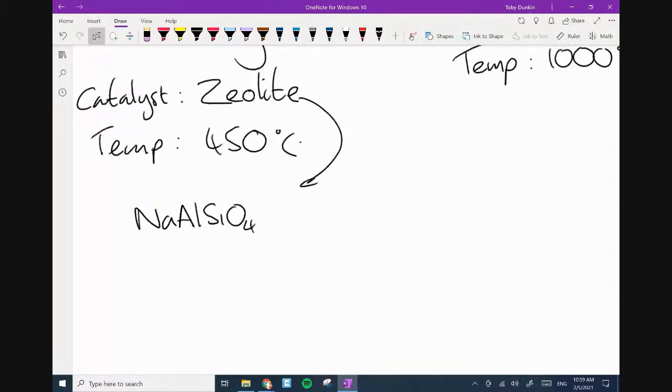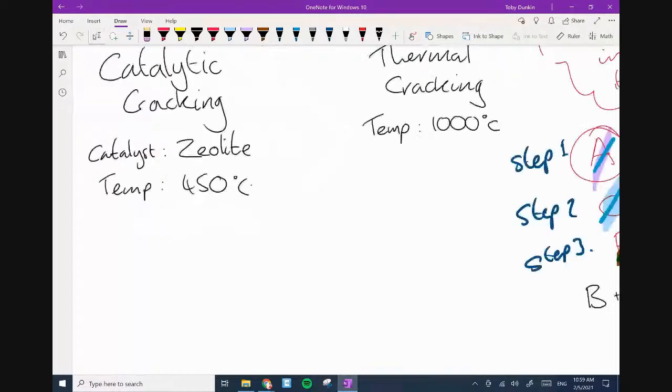NXL just tend to call it alumina silicate. Alumina, not aluminium. It's alumina silicate. Really weird, NXL. Anyway, you don't need to know that though, just remember zeolite. Harry, you know it, you don't need to know it because basically I don't know. I mean, I do, but I don't.